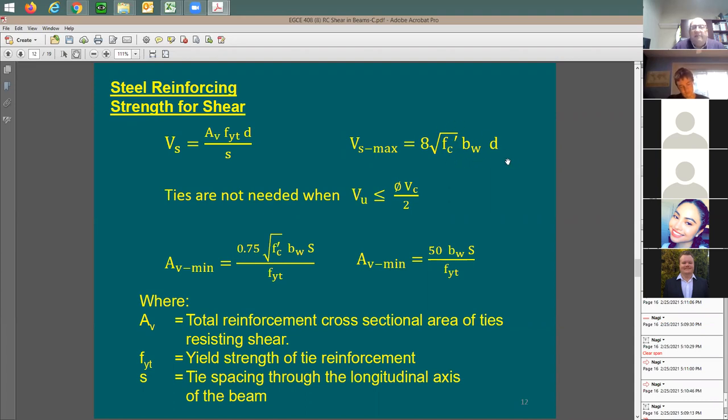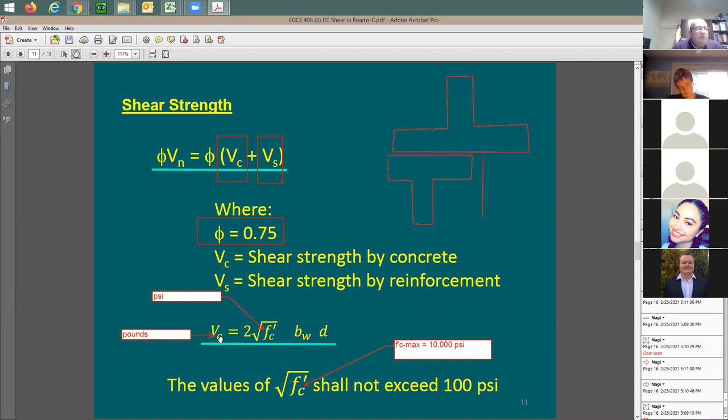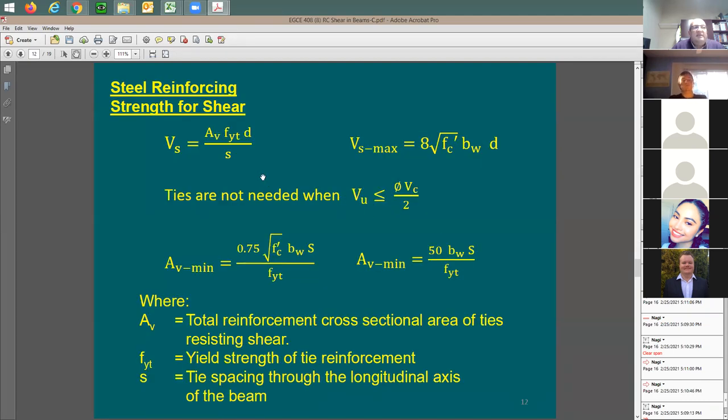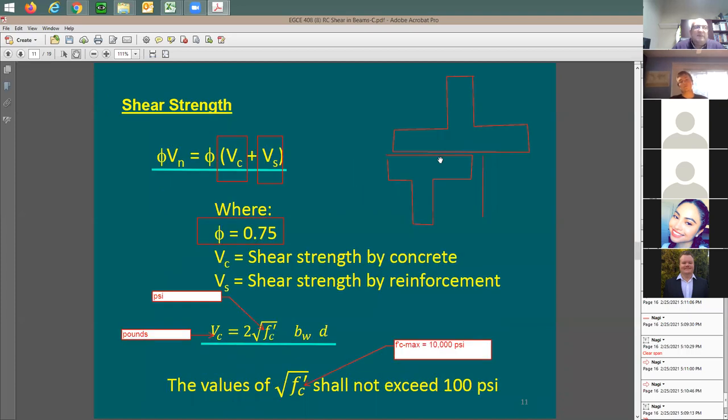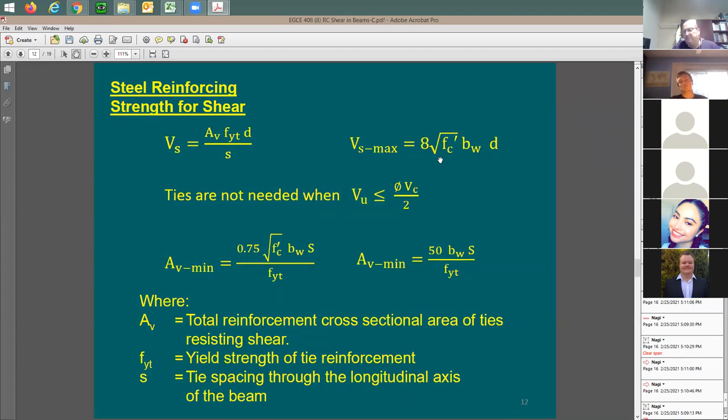So what is the worst case if I'd like to take the maximum strength for the steel and the concrete? Concrete is going to be 2 square root of f'c times this factor here, right? Times the cross-section area. The steel is going to have a maximum of 8, which means both of them, when you add them together, is going to be 10 square root of f'c. Does it make sense?